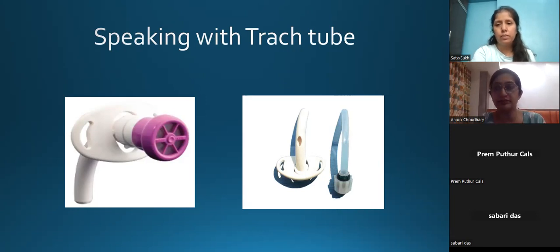Because if they develop pneumonia, then it's a very difficult situation to treat. So with aspiration issues, a cuffed tube is the only answer, and the speaking valve works intermittently for them. Whenever they deflate the cuff, they can talk with the speaking valve. I hope it is clear.